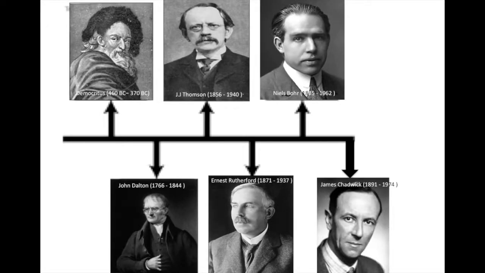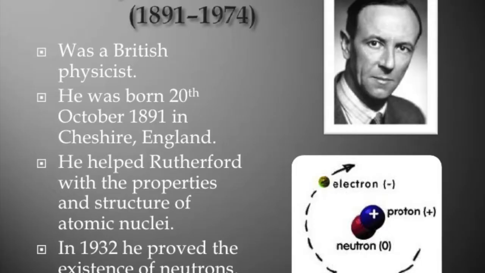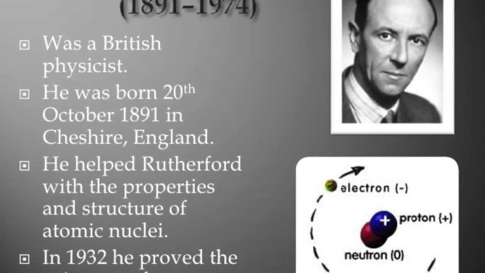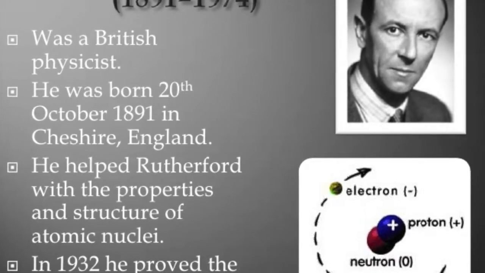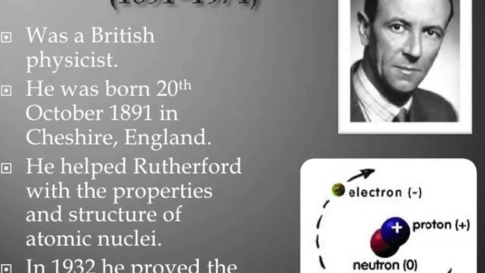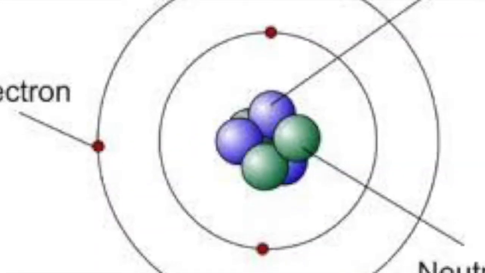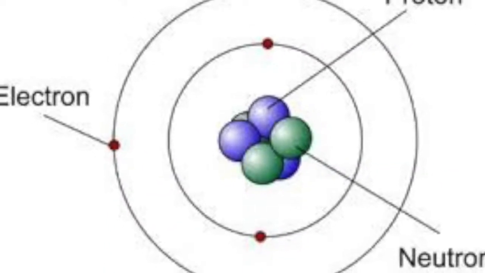James Chadwick. James Chadwick was born on 20th of October 1891. He also worked with Ernest. In 1932, he discovered the existence of neutrons. With that, the atomic model of the atom was changed into what we know today.